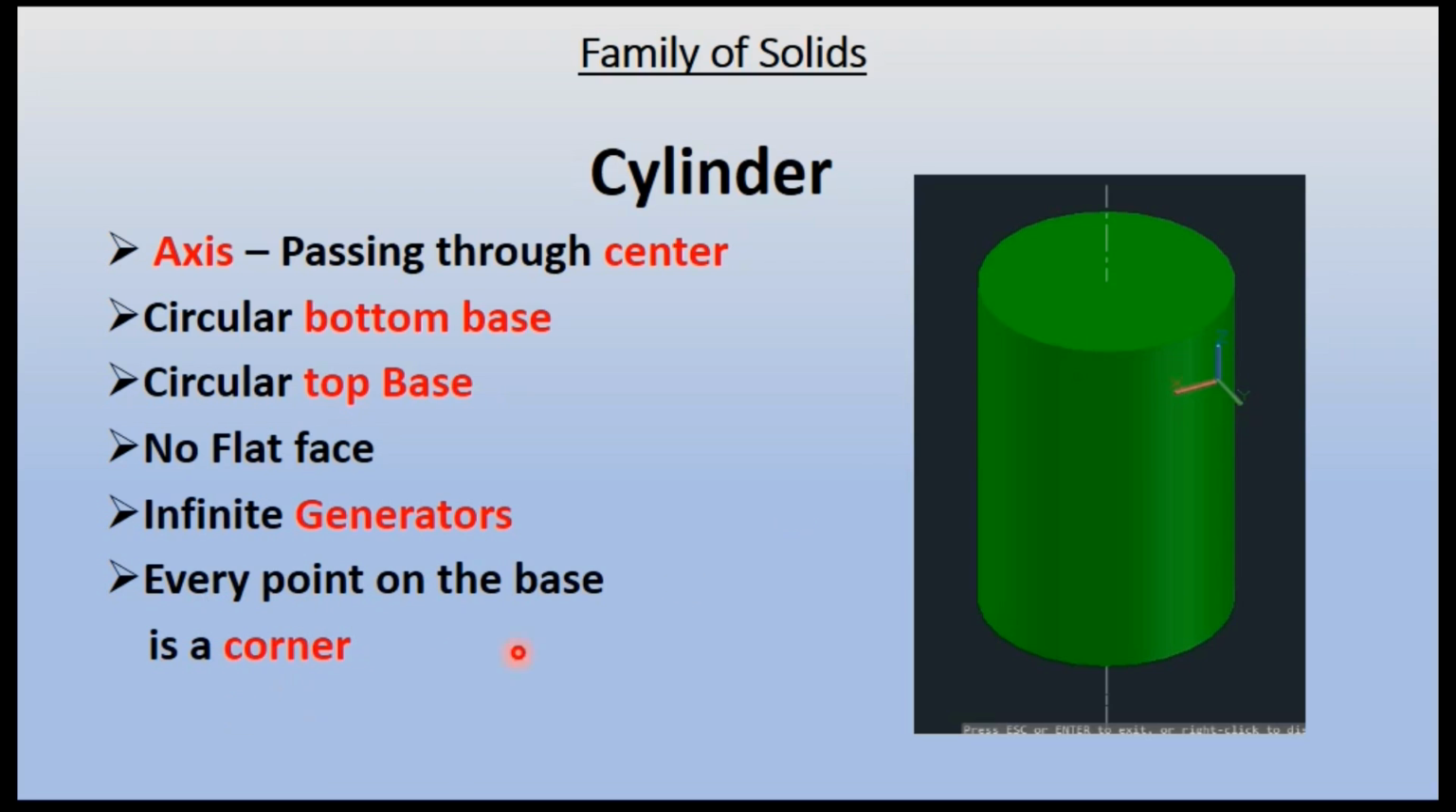Every point on the base is a corner. This point, this point, you follow the red pointer here. All these points which I am passing through are considered to be the corners of the base. So hence we have seen the complete geometry of the cylinder. As a review, a cylinder will have an axis passing through the center, a circular bottom base, a circular top base, and no flat faces. It will have infinite generators, and every point in this base is a corner.